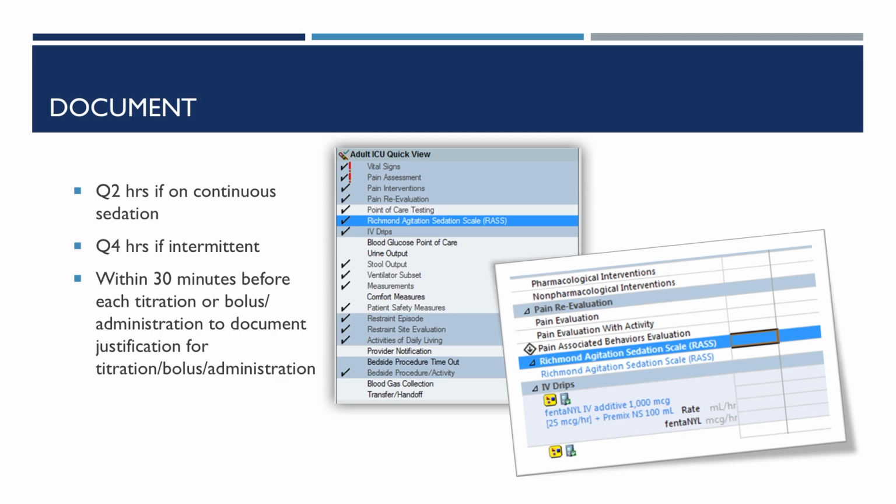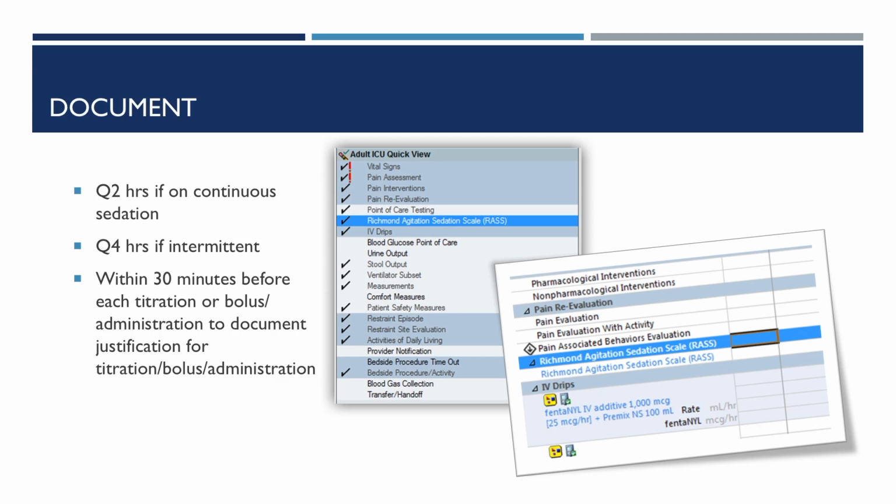Now I would like to discuss the documentation required for RASS score, which you will find in Epic just above IV drips. It is important to remember you need to document every 2 hours if your patient is receiving continuous sedation, such as fentanyl, morphine, Precedex, propofol, or midazolam, also known as Versed. You need to document Q4 hours if your patient is receiving intermittent sedation.